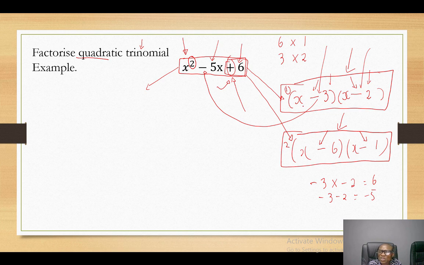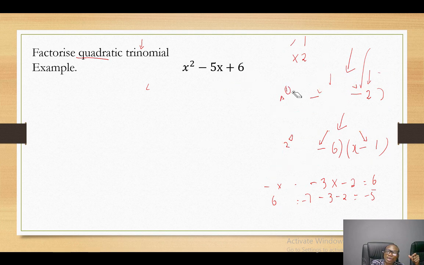So actually the first one is the right factorization. So the right factor, it's x minus 3, x minus 2. This second one here fails, because yes, minus 6 times minus 1 is 6, but the problem is that minus 6 minus 1 is minus 7, and if you look, the middle term is minus 5. So I go with x minus 3, x minus 2.